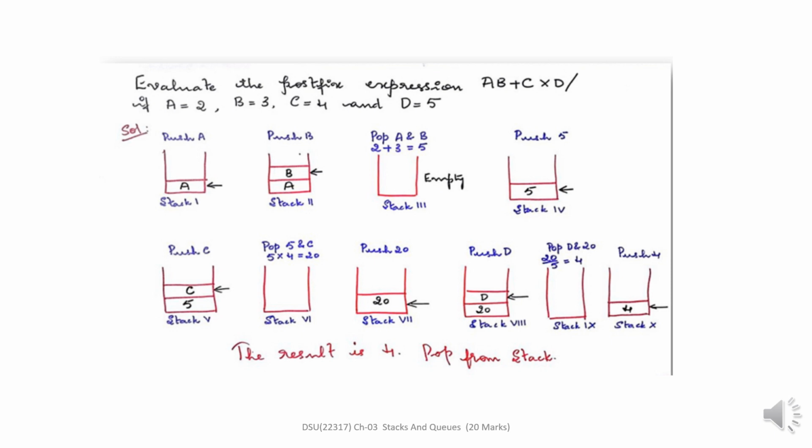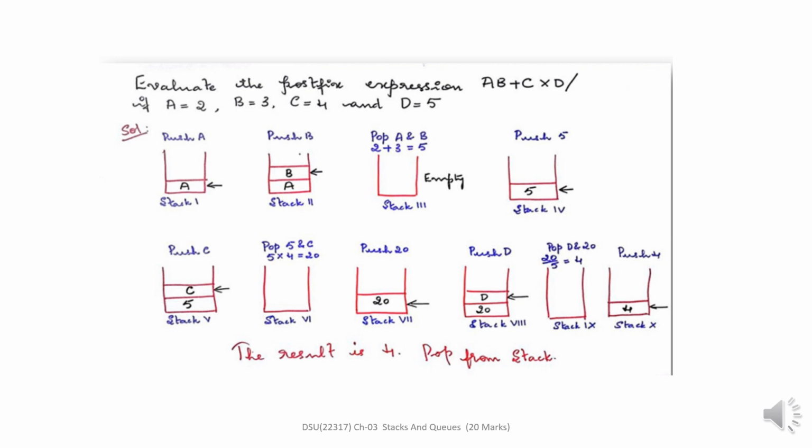Then now there are two operands. That's why we have to add both of them. So A plus B. So A plus B is 5. Now next is push 5. So then push C. Value of C is 4. So push 5 and 4.